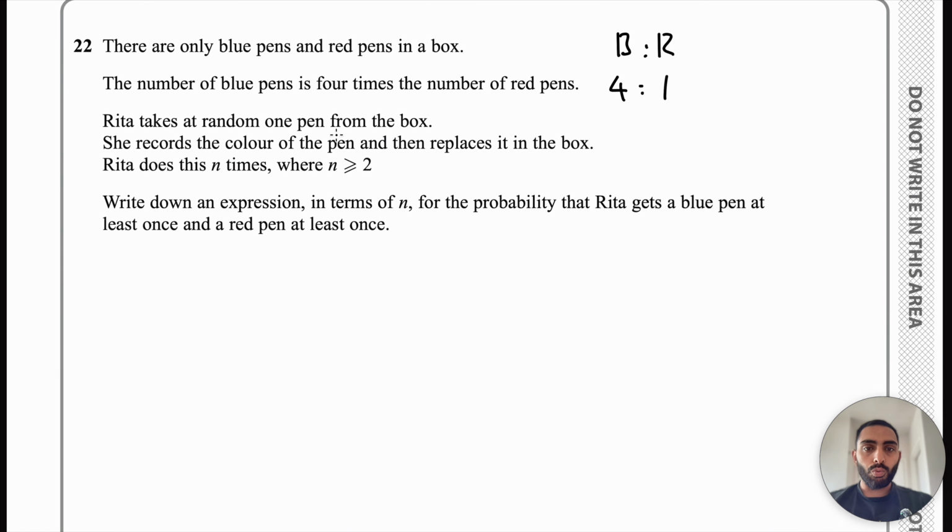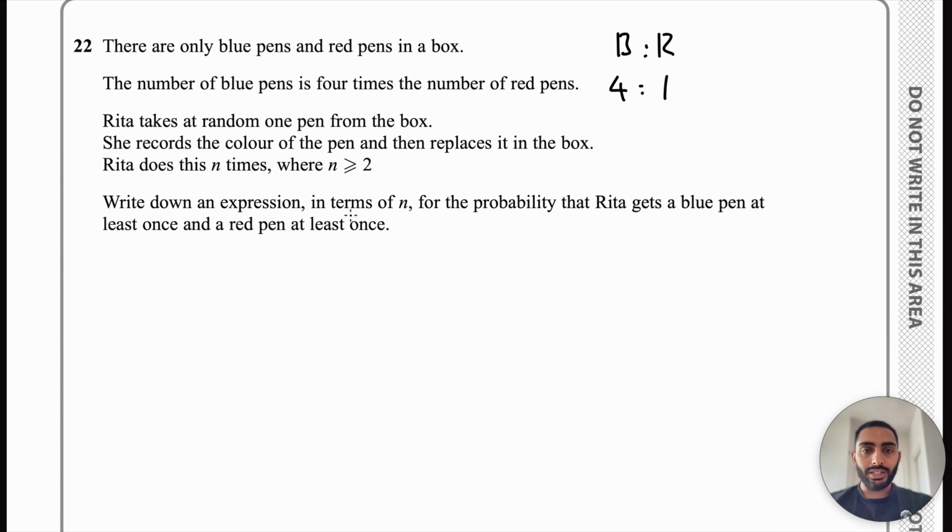Rita takes at random 1 pen from the box. She records the colour of the pen and then replaces it in the box. This is quite important. Because she's replacing it, the probabilities won't be changing. They're going to stay the same every time. Rita does this n amount of times where n is greater than or equal to 2. So she's going to repeat this 2 or more times.